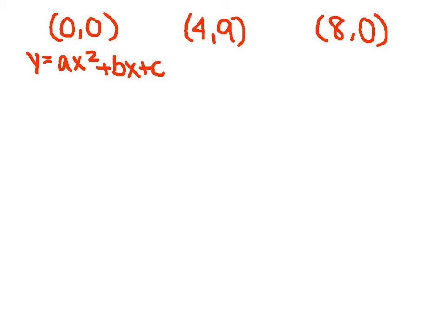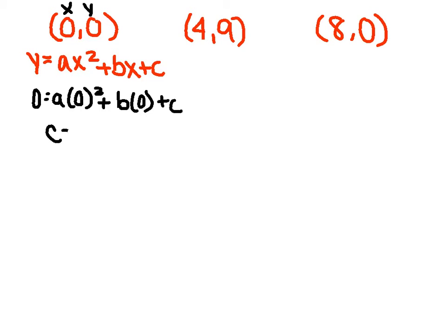So just like we did last week, we're going to use x and y, 0, 0. Y equals ax squared plus bx plus c, giving us c is 0. And then use x is 4, y is 9. 9 equals ax squared plus bx plus c, which is just 0.